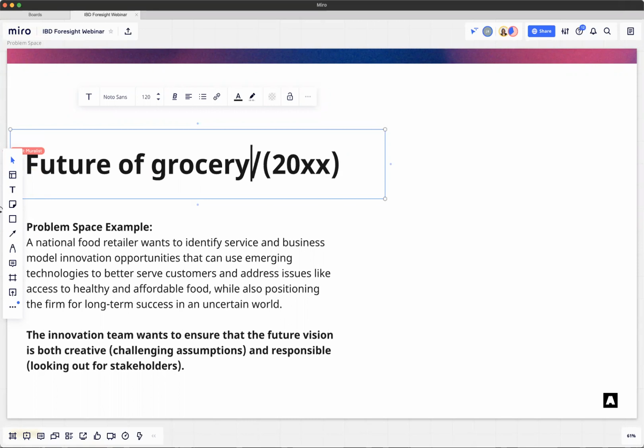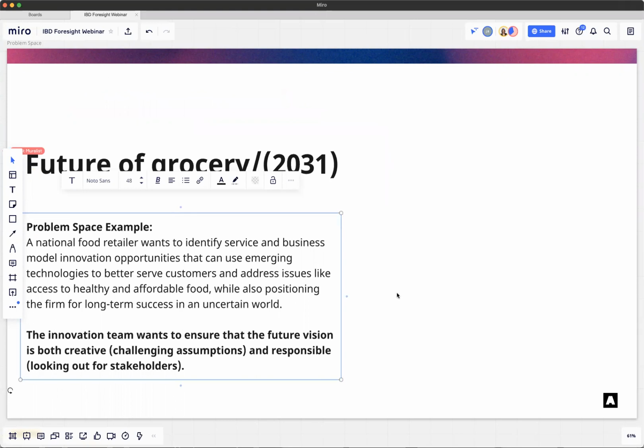Secondly, we need to think about the time frame. Futurists work on many different time frames: 5 years, 10 years, 20 years, 30 years, or more. So for today, we're going to go 10 years in the future. And so we're going to look at the future of grocery 10 years from today in 2031.